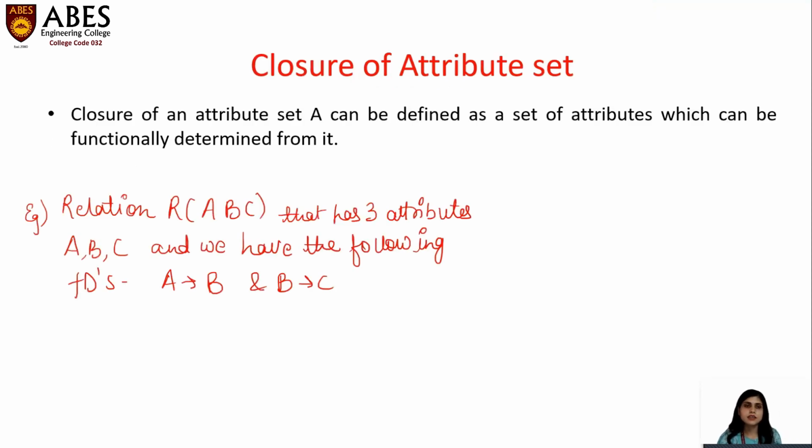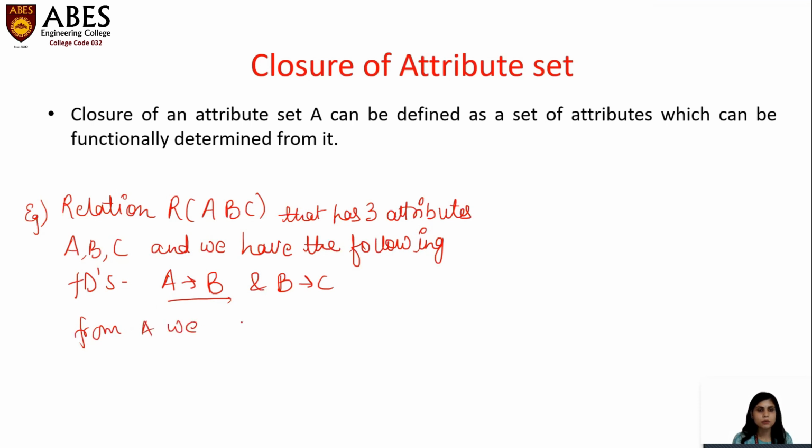Before discussing the formal definition of closure, first we will understand the basic concept of closure, and then we will jump into the formal definition. Let's start with this example. Suppose we are given a relation R that has three attributes A, B, C, and the following functional dependencies: A to B and B to C. If I ask you, if you have attribute A, what other attributes can you determine from A? Clearly, from A we can determine B.